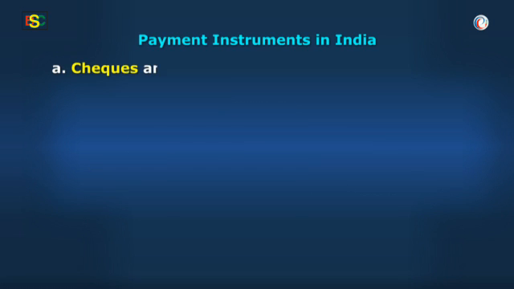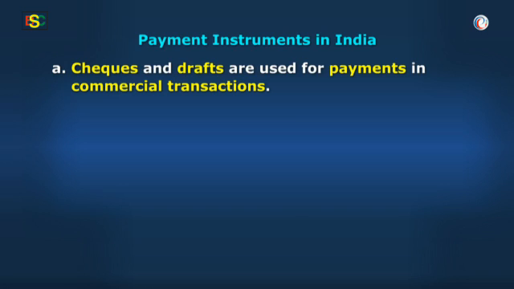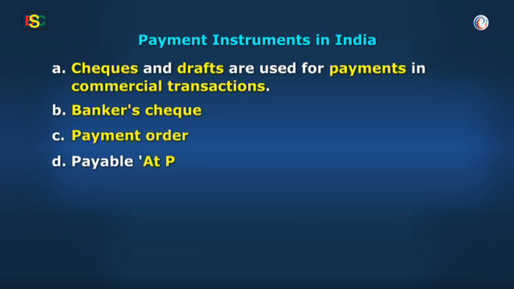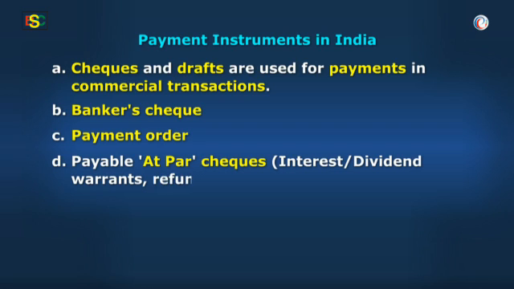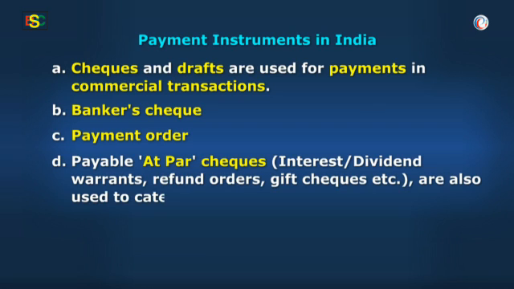A. Checks and drafts are used for payments in commercial transactions. B. Banker's check. C. Payment order. D. Payable at par checks. Interest or dividend warrants, refund orders, gift checks, etc. are also used to cater to specific payment needs.